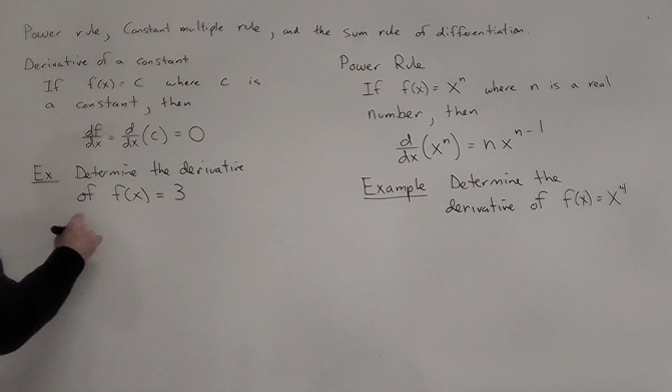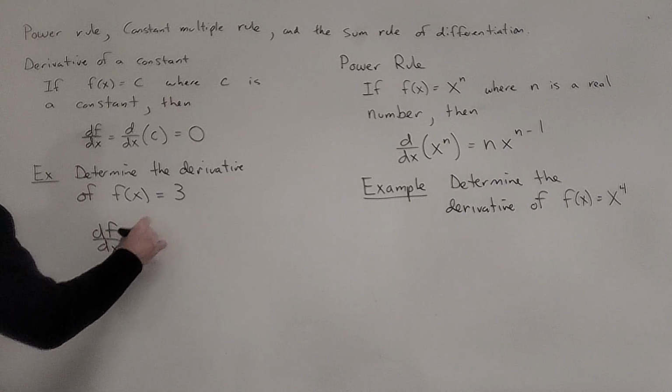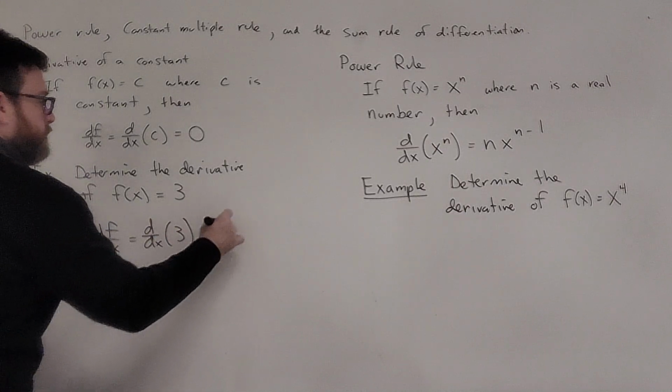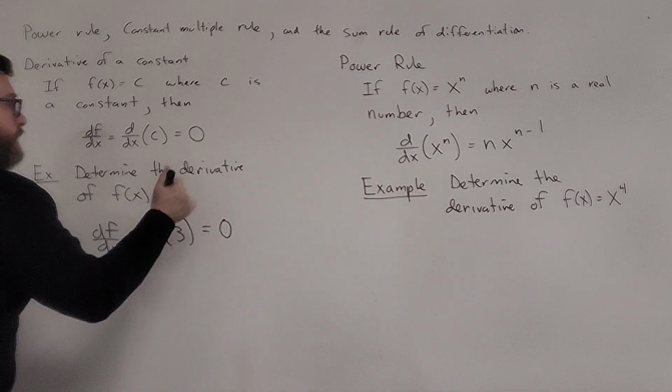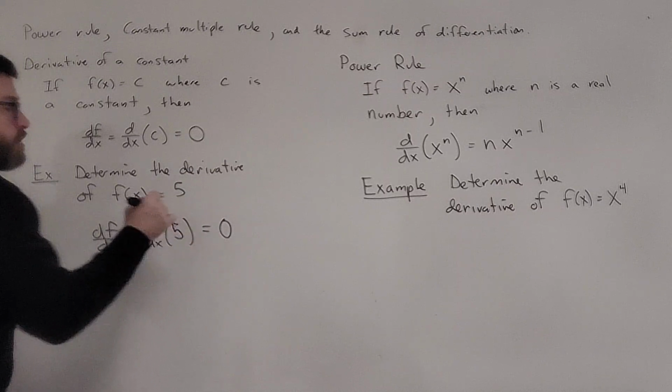So what I know is that the derivative with respect to x of this 3 is going to be equal to 0. That would work for any constant. So say if this was equal to 5, well then the derivative of 5 is also 0.